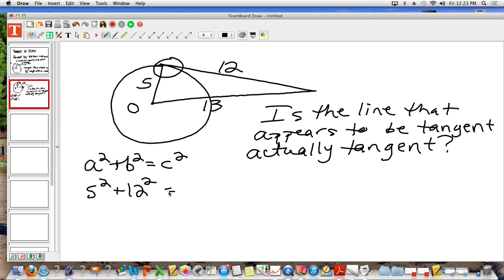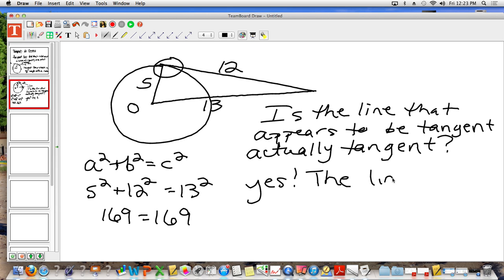And we have to see if the answer that we get when we do 5 squared plus 12 squared gets us the same answer as when we take the hypotenuse squared, so 13 squared. So, go ahead and do this. What is 5 squared plus 12 squared? 169. If you can't do the math in your head, it's a calculator problem. What is 13 squared? 169. Is the line tangent? You say yes. A lot of work for a yes.